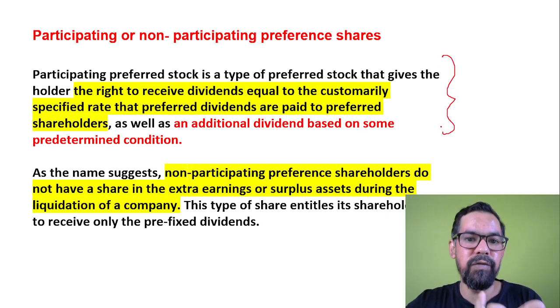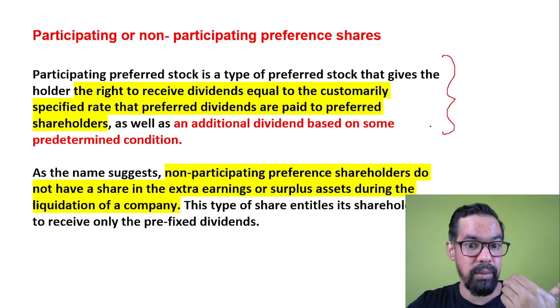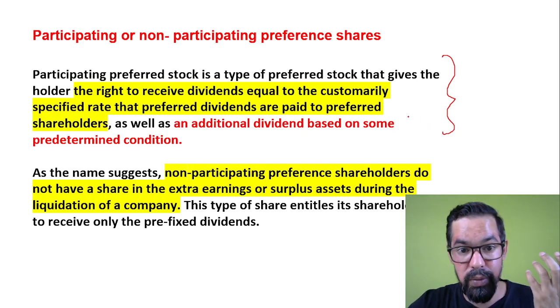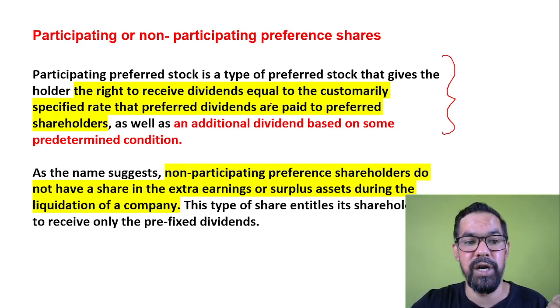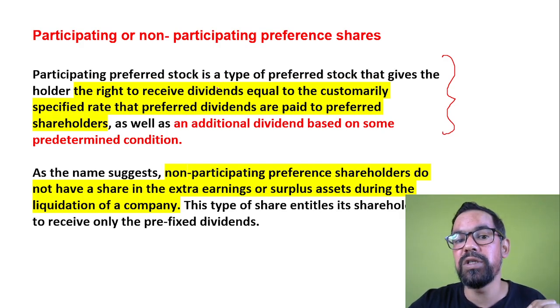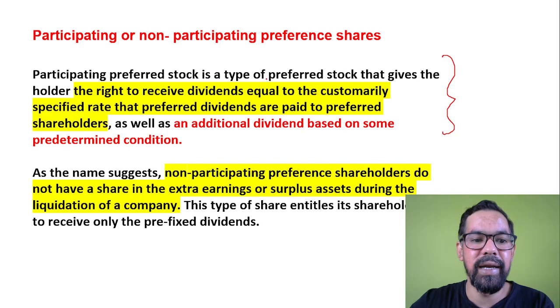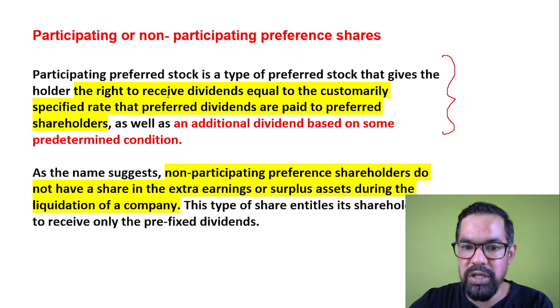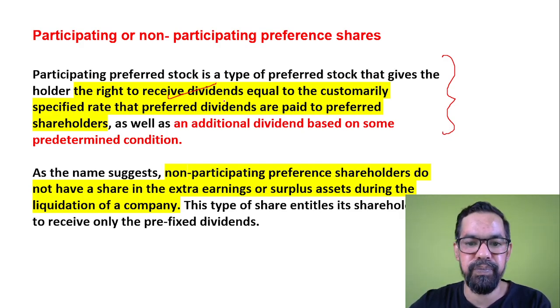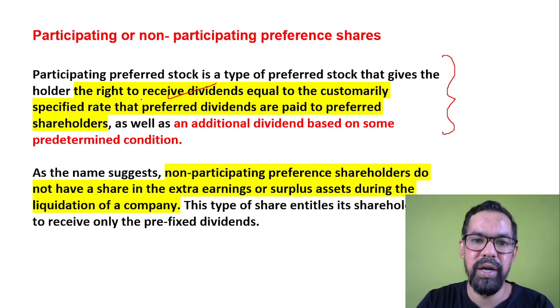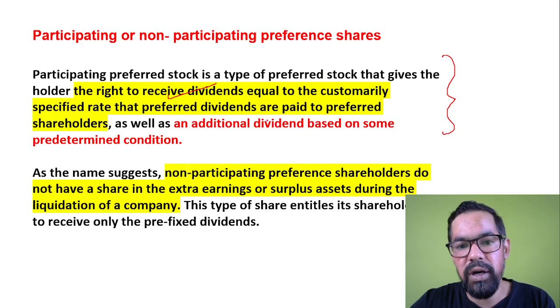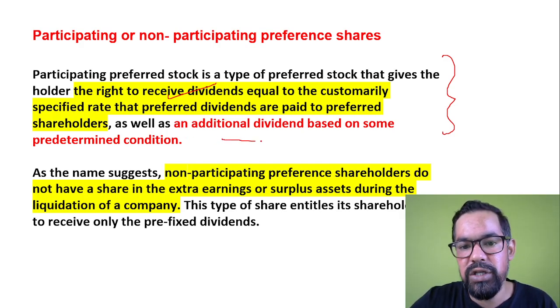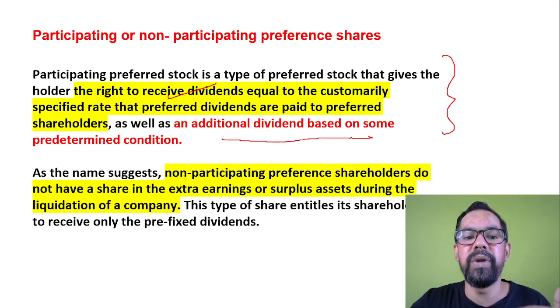So apart from that fixed dividend, if companies make a huge profit from their market, they'll get some extra. Participating preference stock or shares are a type of preferred stock that gives the holder the right to receive a dividend at the specified rate or ratio set in the agreement, as well as an additional dividend based on some predetermined condition.